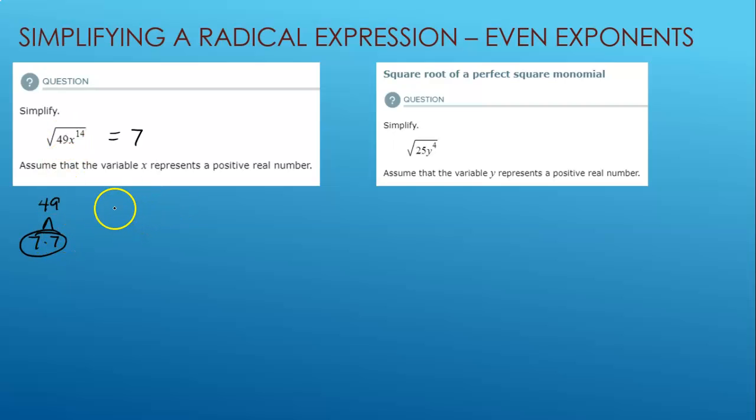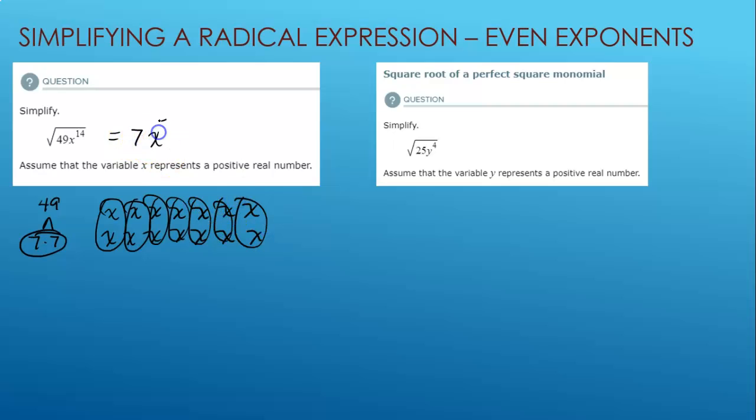But x to the 14th, there's 1, 2, 3, 4, 5, 6, 7, 8, 9, 10, 11, 12, 13, 14 x's. There are 1, 2, 3, 4, 5, 6, 7 pairs of x's. So that becomes x to the 7th. It's just a coincidence that this number and this number are the same. That won't always happen.